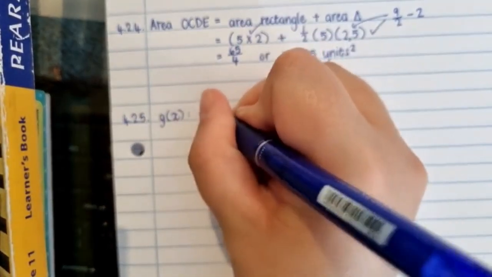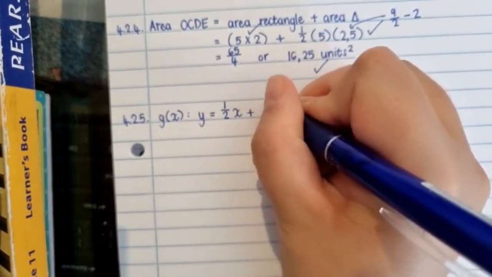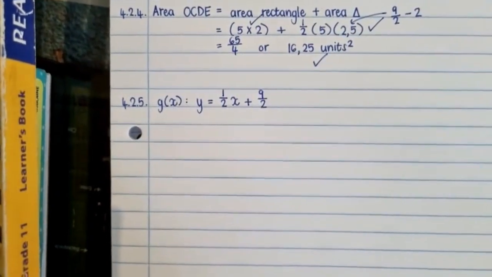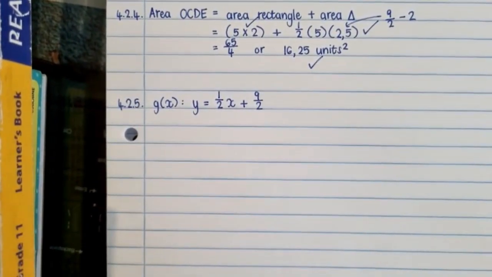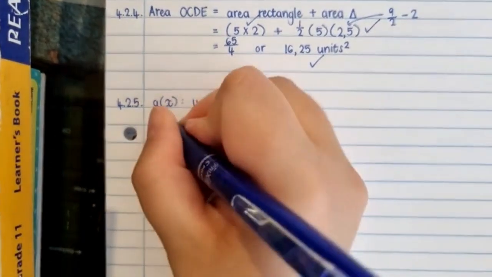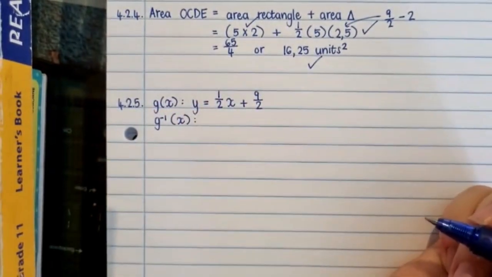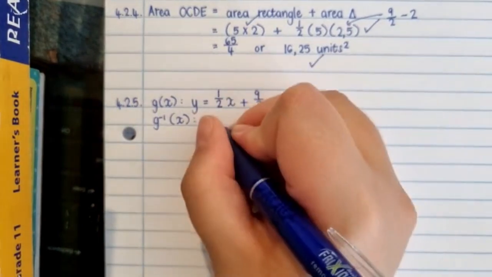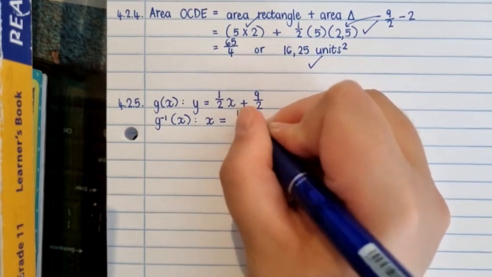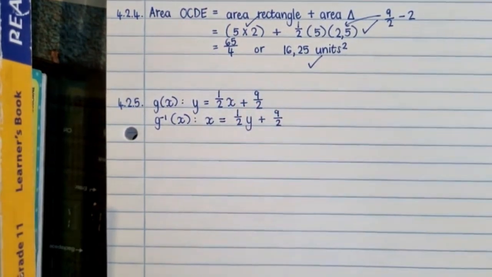Then I'm going to say, remember the equation of g that actually gave us this was y equals a half x plus 9/2. Now, when you are asked to find the equation of the inverse, what you're going to do is you're going to take the same equation, but you're going to swap the position of x and y. So when we're doing the inverse, we're going to say that this is now not y equals, but now x equals, yes, swap x and y, exactly, a half y plus 9/2.